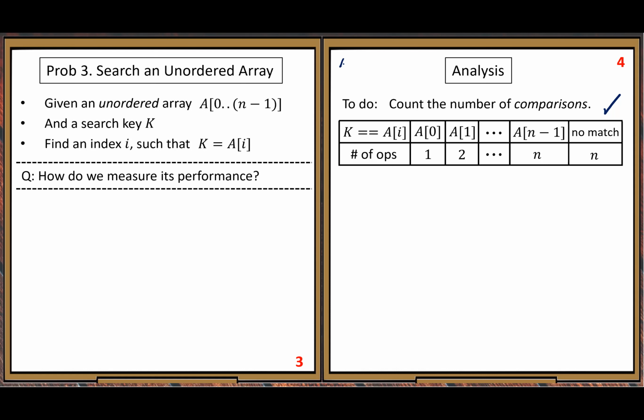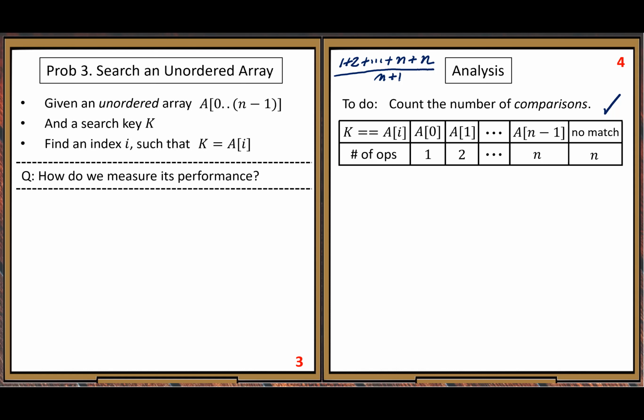The space is a little small. 1 plus 2 plus ... plus n, the first n cases, then the last case also n, divided by n plus 1. How about this expression? Tell me, is this a good average number for this algorithm after we factor in the no match case in this way?